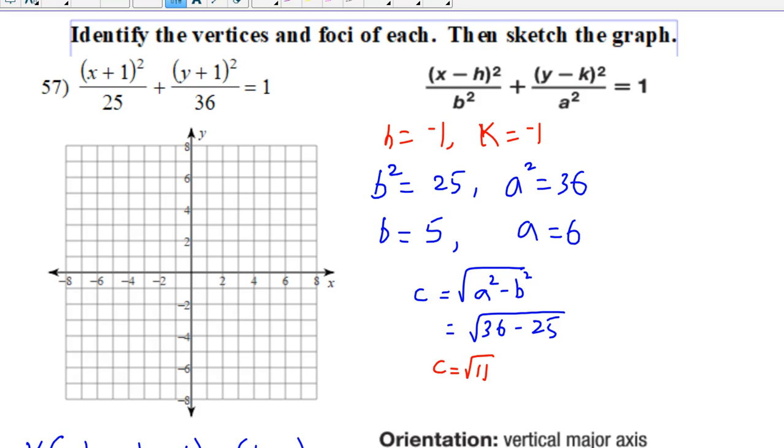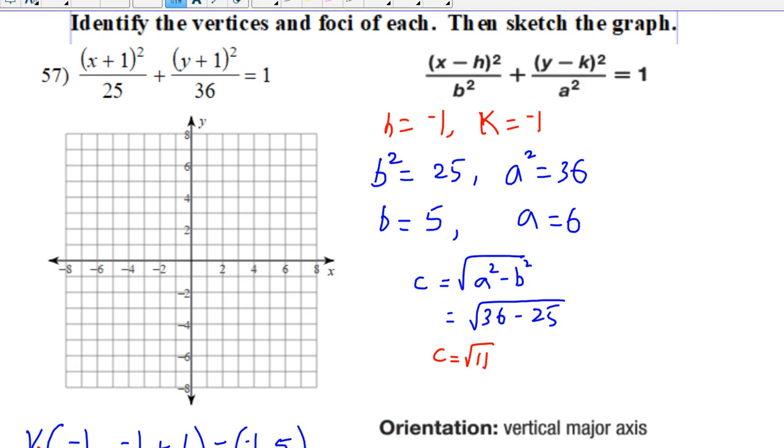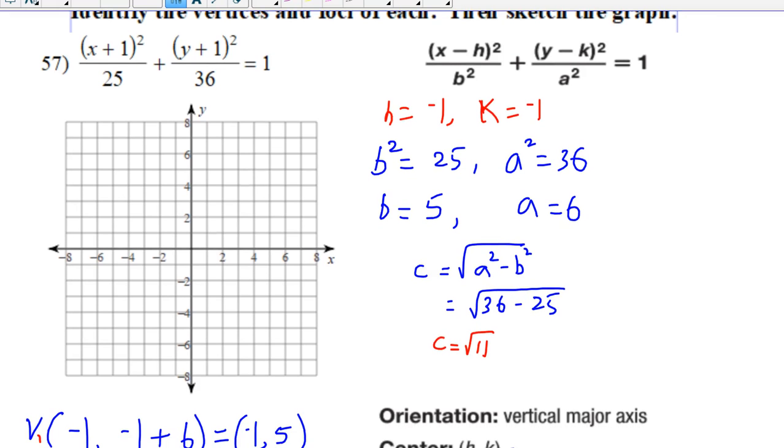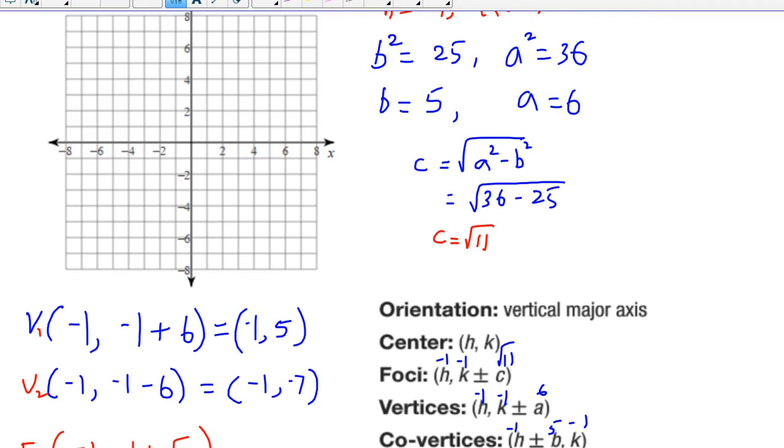Find the vertices and the foci of this equation. You got those two values. Now we have to locate those points in this graph. All right, so what is the first one? The first vertex is (-1, -5), and the second vertex is (-1, -7).